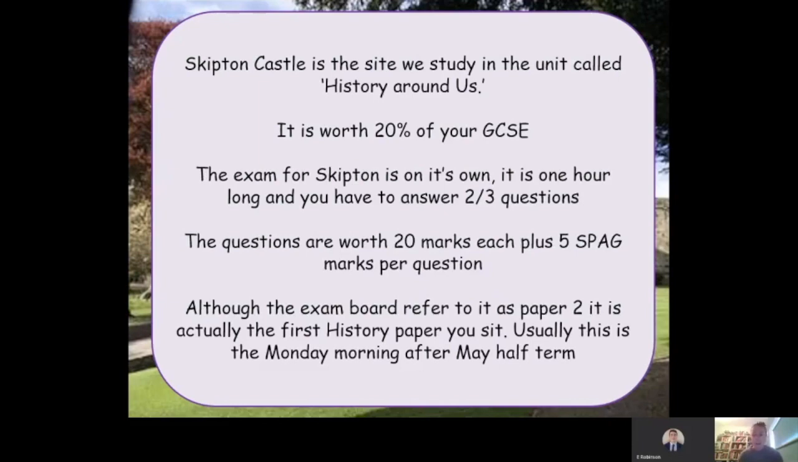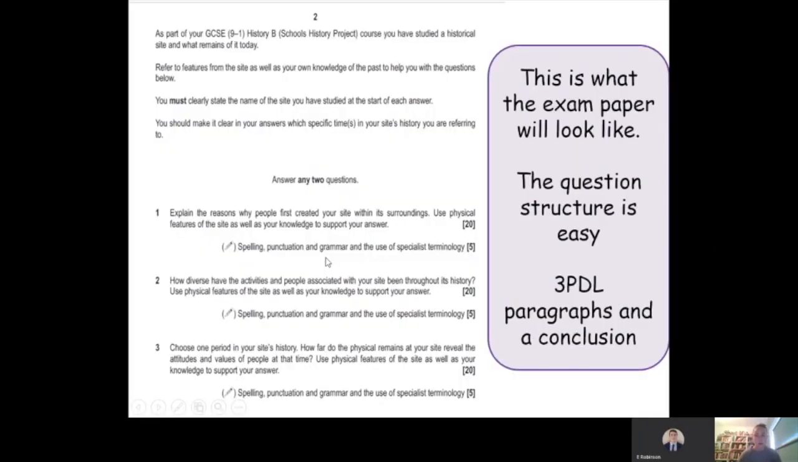Now, the exam board weirdly refer to it as paper 2. It's actually the first history paper you sit, and usually it's the first Monday morning after May half term. So it should have been happening this Monday just gone. With the history exams, we're really quite lucky because you start some of them before May half term, and we get some really good revision time in half term, and then you come back Monday morning ready to do Skipton Castle.